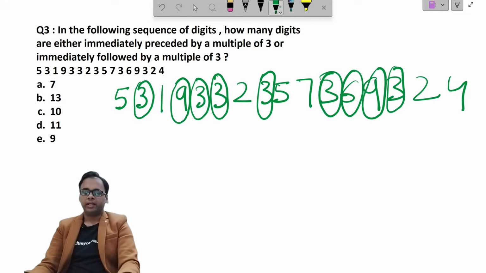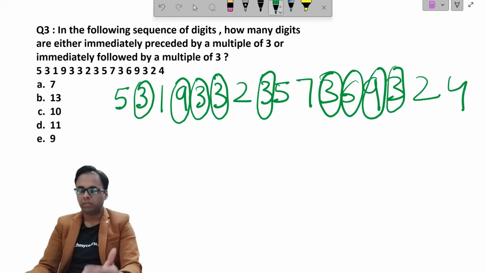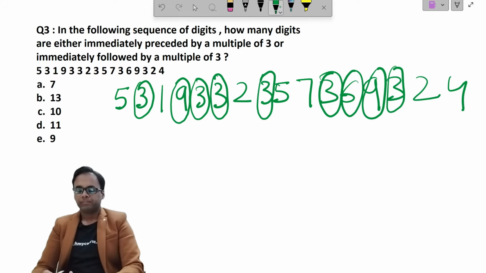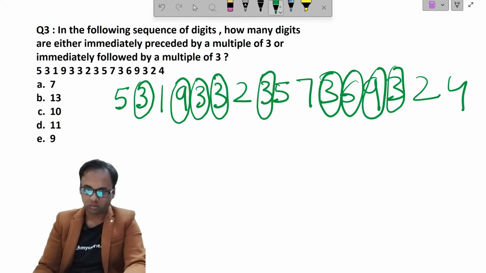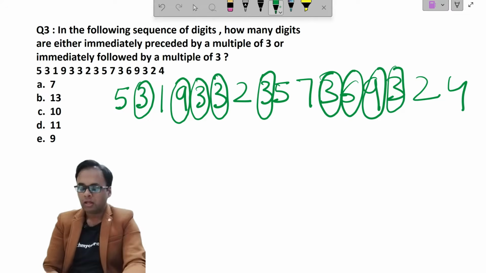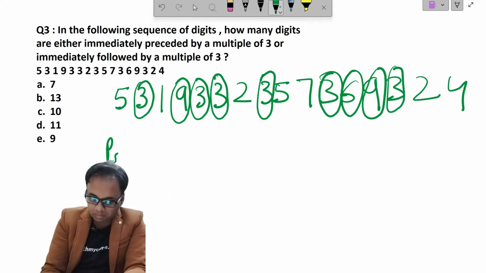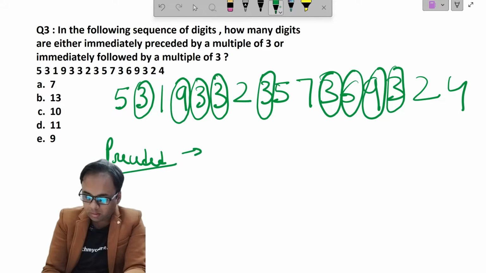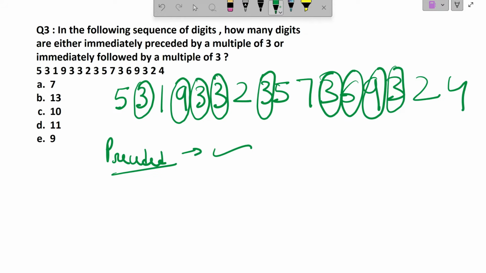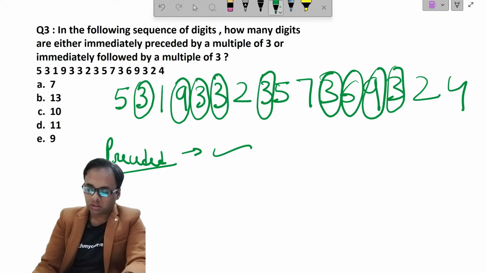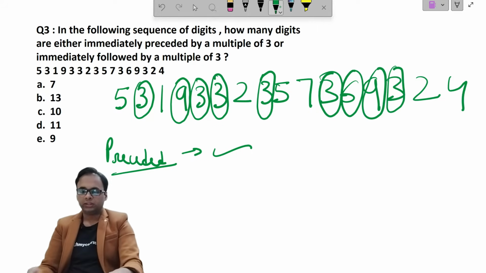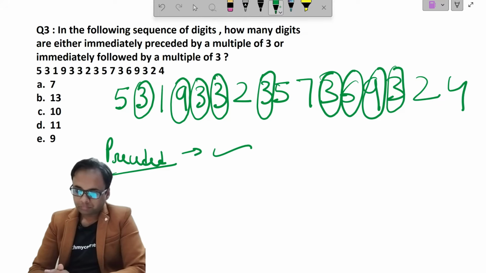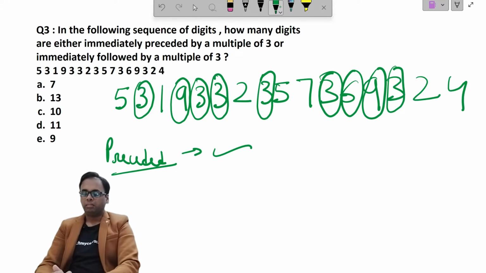Now we have to find out how many digits are immediately preceded by a multiple of 3. First of all, we have to find out that. Let us see. So first case will be preceded. Whatever are preceded, let me mark them by a tick mark. So which are the digits that are being immediately preceded by a multiple of 3?